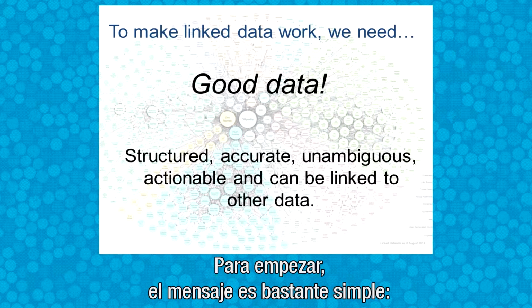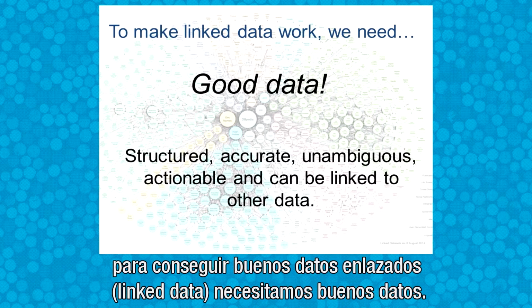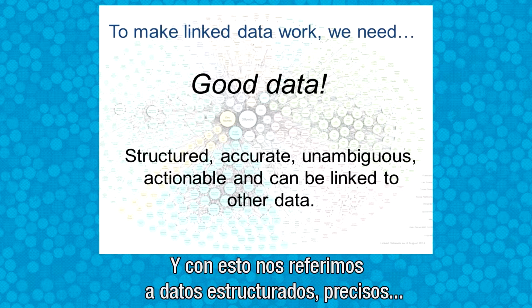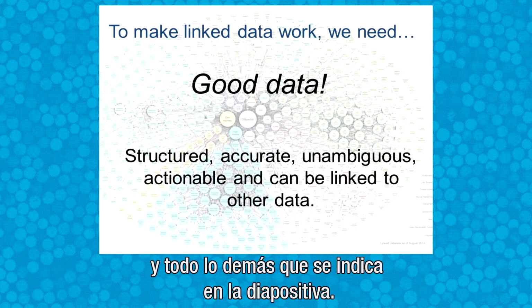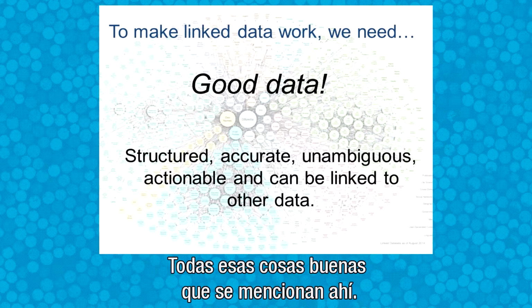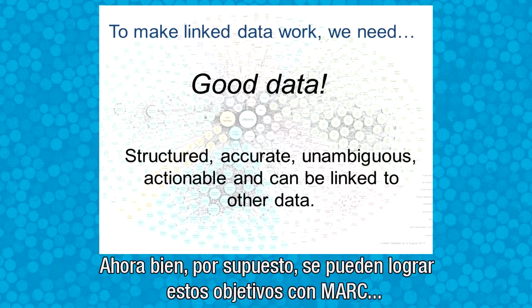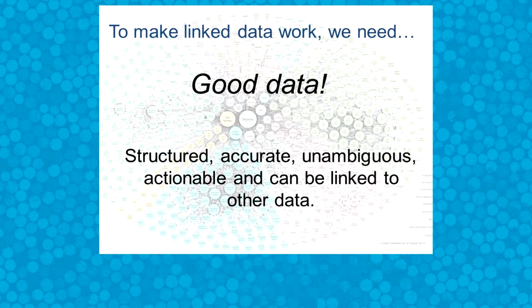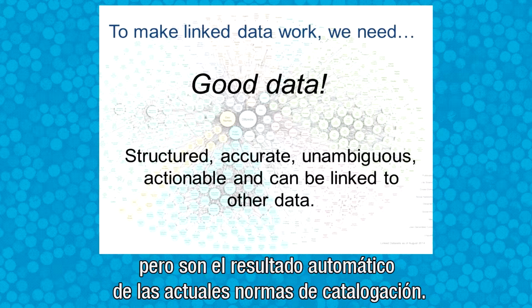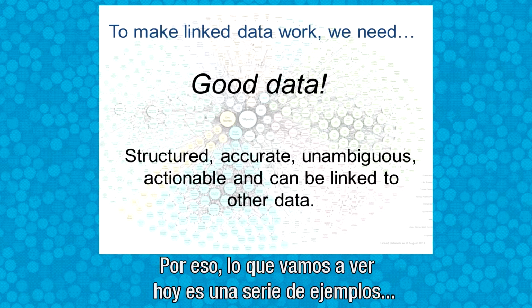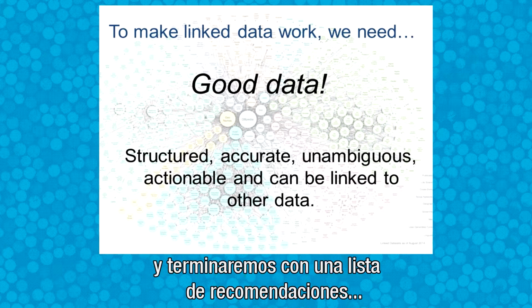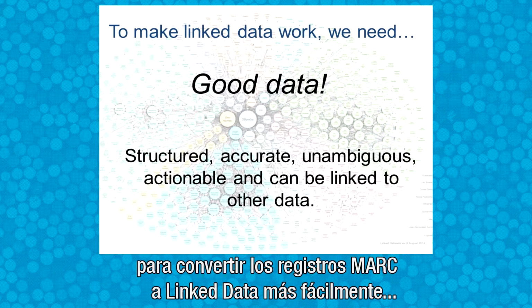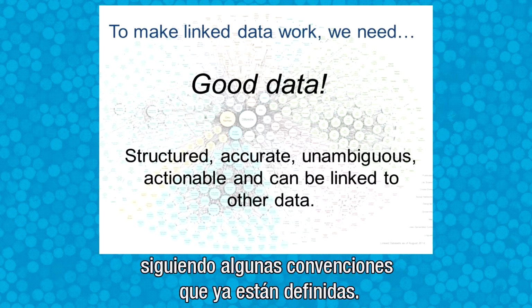So to get started, the message is fairly simple. To make good linked data, we need good data. And by that, we mean data that is structured, accurate, and everything else that's mentioned on the slides, all of that goodness that's mentioned there. Now, of course, you can achieve these goals with MARC, but they aren't an automatic consequence of current cataloging standards. So what we're going to walk through today is a set of examples and then arrive at a list of recommendations for converting MARC records to linked data more easily by following a few conventions that are already defined.